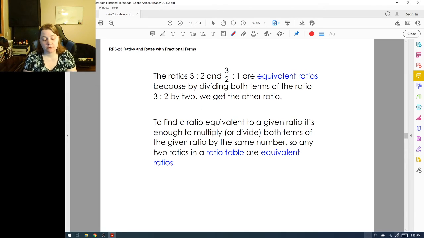The ratios 3 to 2 and 3/2 to 1 are still equivalent ratios. They still mean the same thing, because by dividing both terms of the ratio 3 to 2 by 2, we got the other ratio. To find a ratio equivalent to a given ratio, it's enough to multiply or divide both terms of the given ratio by the same number. So any two ratios in a ratio table are equivalent. That only works for ratio tables.